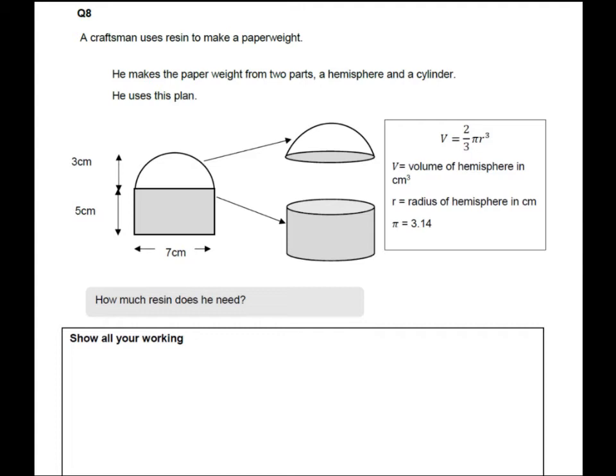Question 8. A craftsman uses resin to make a paperweight. He makes the paperweight from 2 parts, a hemisphere and a cylinder, and he uses this plan. The plan also shows the dimensions for certain parts of the hemisphere and the cylinder. How much resin does he need? So the volume of a hemisphere in centimeters cubed is given to us as V equals 2/3 pi r cubed.